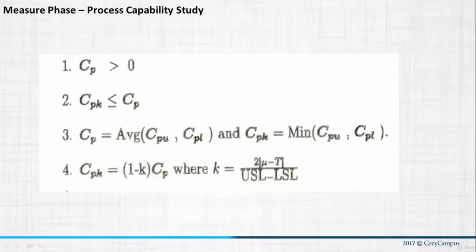Some rules associated with process capability. I'll point out rule number 2. CPK will always be less than or equal to CP. If CPK equals CP, we know that the process is perfectly centered.